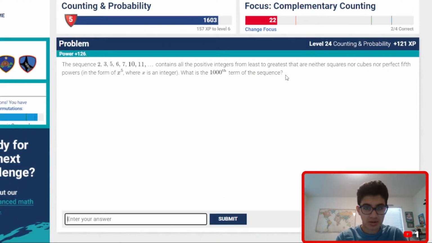What is the thousandth term of the sequence? Okay, 2, 3, 5, 6, 7, 8, 9, that are neither squares nor cubes nor perfect fifth powers. So, how many numbers are there that are squares, cubes, or perfect fifth powers?